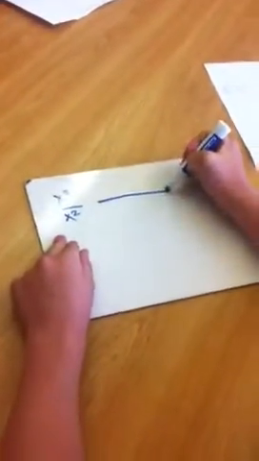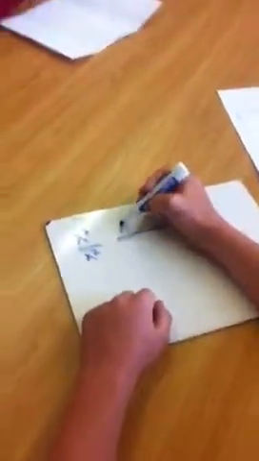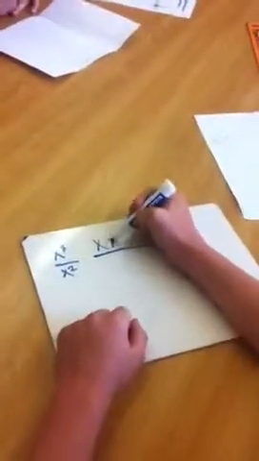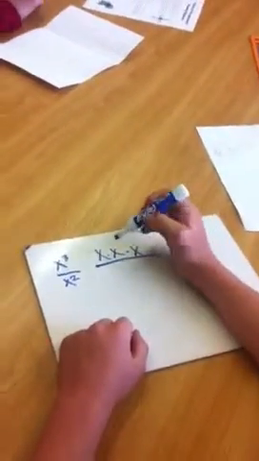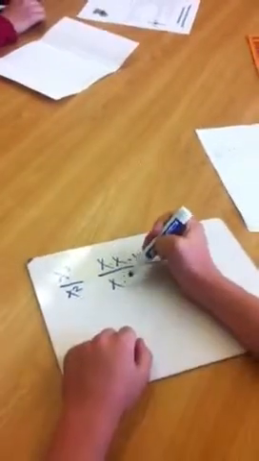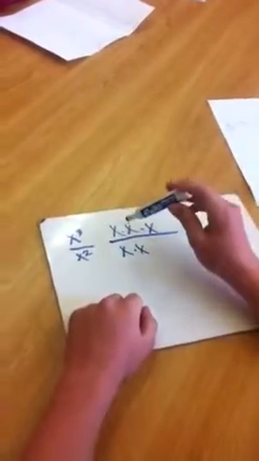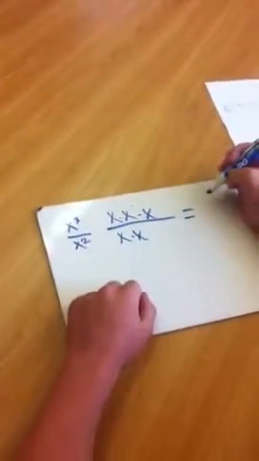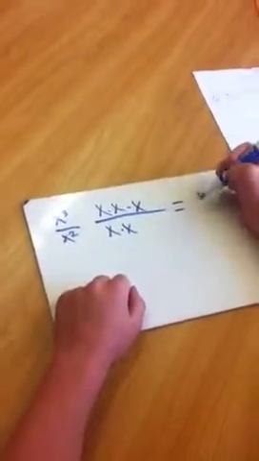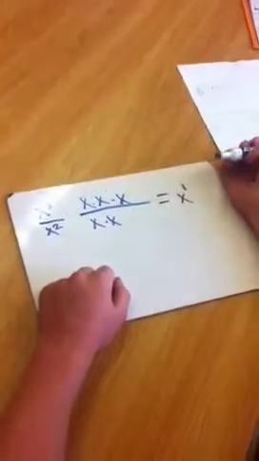Now let's write this in expanded form. X times x times x divided by x times x equals, let's subtract this, 3 minus 2 equals 1, and then x to the 1st power.